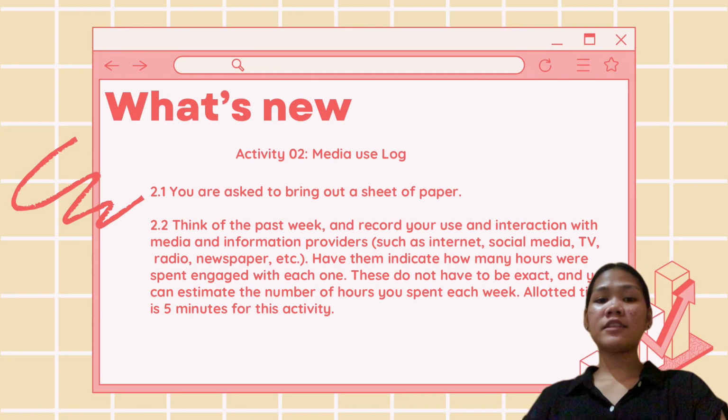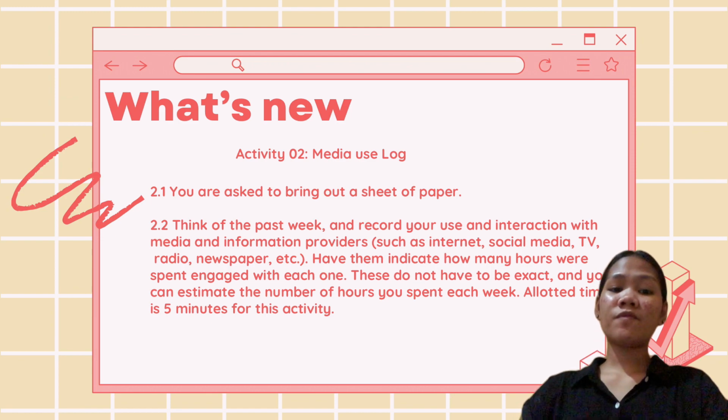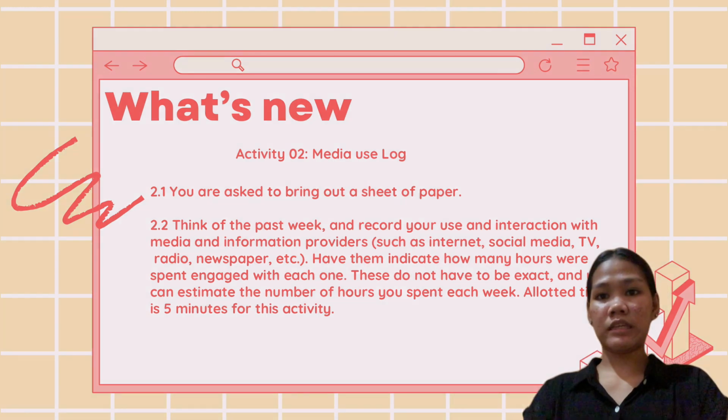What's new? Activity 2, Media Use Log. You are asked to bring out a sheet of paper. Think of the past week and record your use and interaction with media and information providers, such as internet, social media, TV, radio, newspaper, etc. Indicate how many hours were spent engaged with each one. These do not have to be exact, and you can estimate the number of hours you spend each week. Allotted time is 5 minutes for this activity.